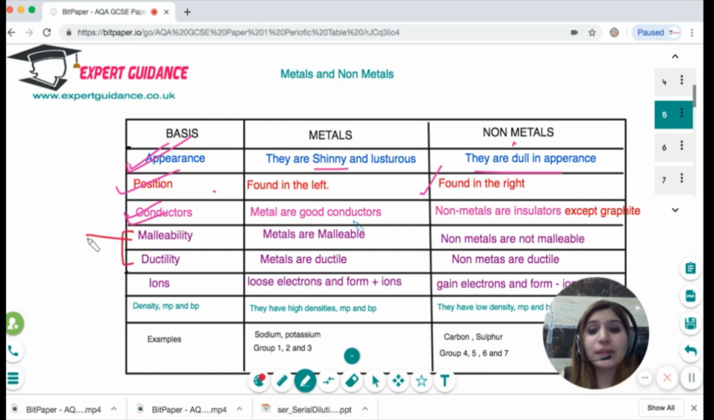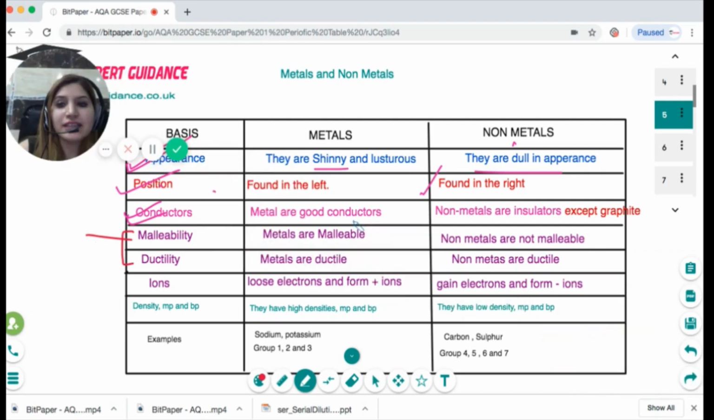Next, all the metals lose electrons to form positive ions. We'll see that in ionic bonding. And you also know that a metal has like 1, 2, or 3 electrons in the outermost shell, which is easier to lose. On the other hand, non-metals have more than 5 electrons in their outermost shell, so it's better for them to gain an electron. So they gain an electron and form negative ions.